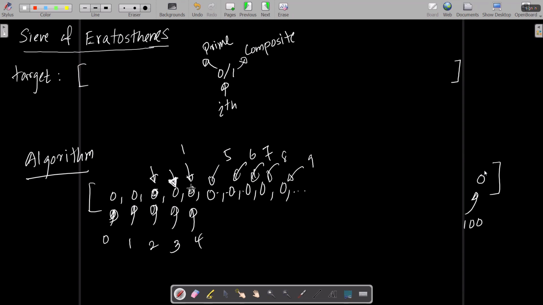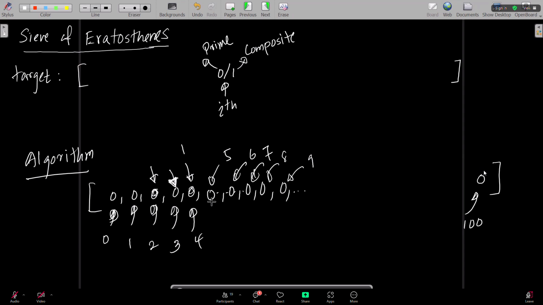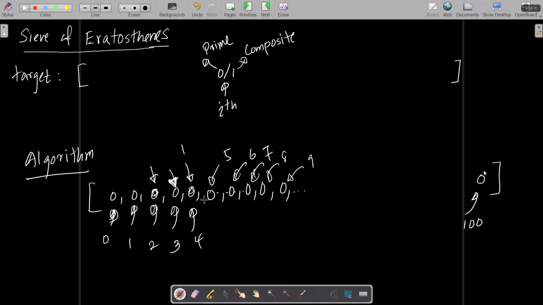Then we go to 4. There is a 1 at 4, so we skip that. Then we come to the 5th index. That is a 0 because 5 is not a multiple of 2, 3 or 4. So 5 is a prime. Then we set 5, 10, 15, 20 and all of them to 1. Then we come to 6. We have a 1 at index 6 because it is a multiple of 2 and 3, so we skip that. Then we come to 7. We continue like that, and at the end we will have an array like this.